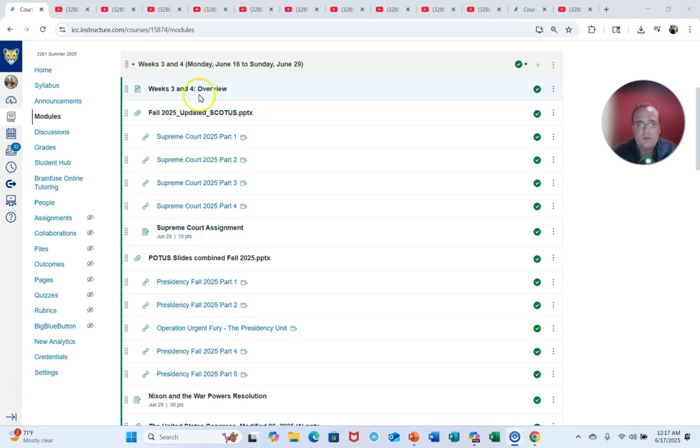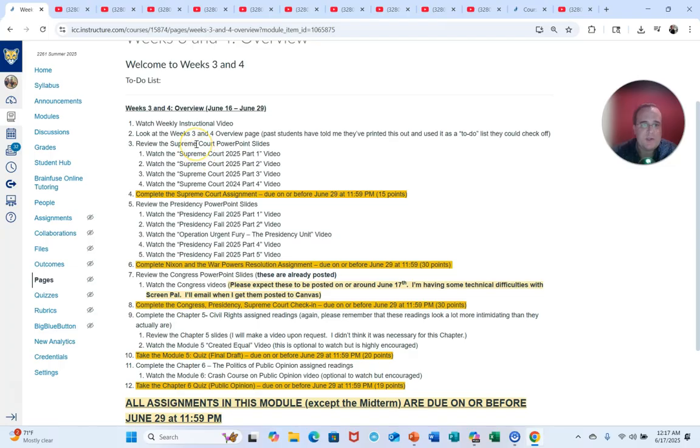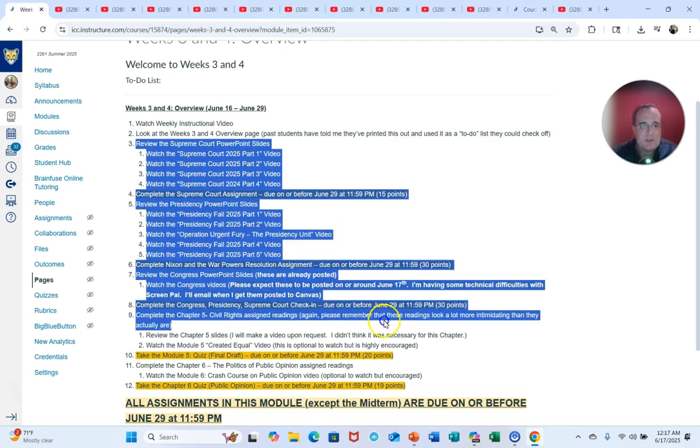Welcome back to what is, I guess, the halfway point of the course since it's in 4 modules. This is Module 2, weeks 3 and 4. We're covering the 3 branches of government. So the Supreme Court, Presidency, and Congress.